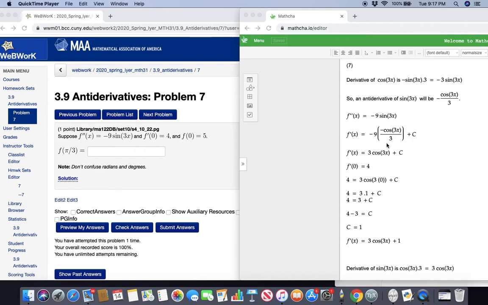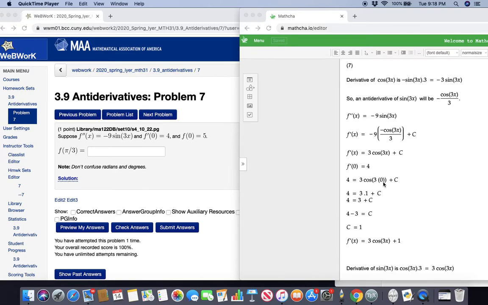Okay, that 3 cancels the 9 three times. That negative and negative makes it a positive. So the first derivative becomes 3 times cosine 3x plus a constant. Now it's time to plug in 0. So these initial conditions are helpful in finding what the constants are. So I plug in x equals 0, I should get 4. So I'll put 4 here and 0 for x.